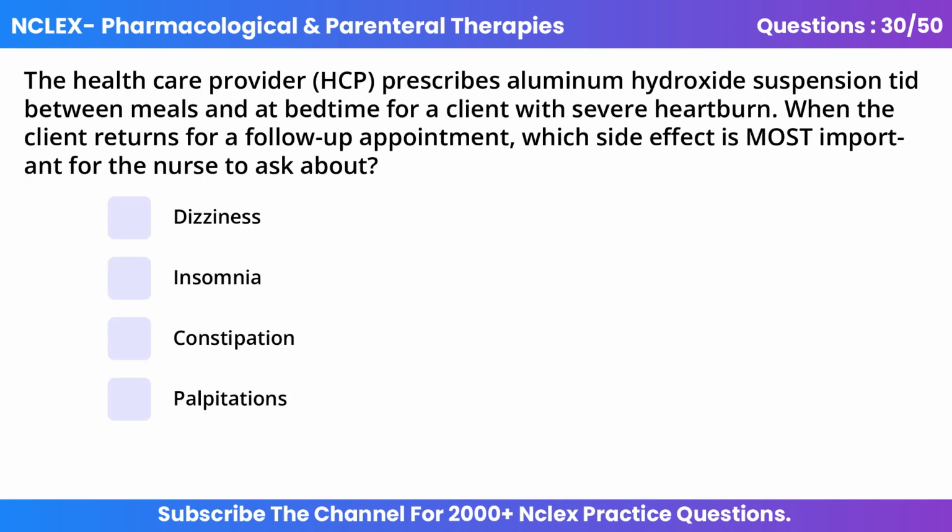Question 30. The healthcare provider, HCP, prescribes aluminum hydroxide suspension TID between meals and at bedtime for a client with severe heartburn. When the client returns for a follow-up appointment, which side effect is most important for the nurse to ask about? C. Constipation.